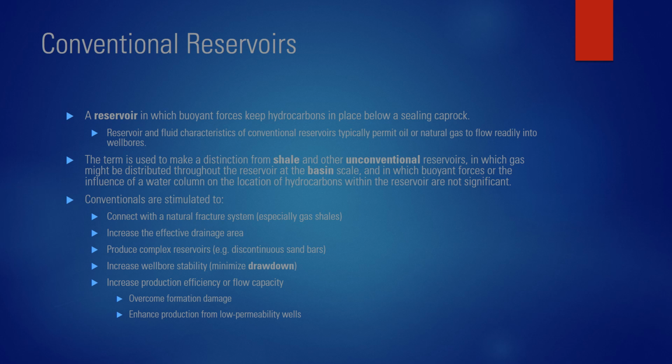The term is used to make a distinction from shale and other unconventional reservoirs, in which gas might be distributed throughout the reservoir at the basin scale, and in which buoyant forces or the influence of water column on the location of hydrocarbons within the reservoir are not significant.